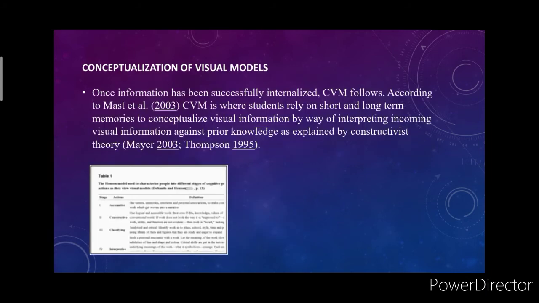Conceptualization of visual models. Once information has been successfully internalized, conceptualization of visual models follows. According to Mas et al., 2003, conceptualization of visual models is where students rely on short and long-term memories to conceptualize visual information by way of interpreting incoming visual information against prior knowledge, as explained by constructivist theory.